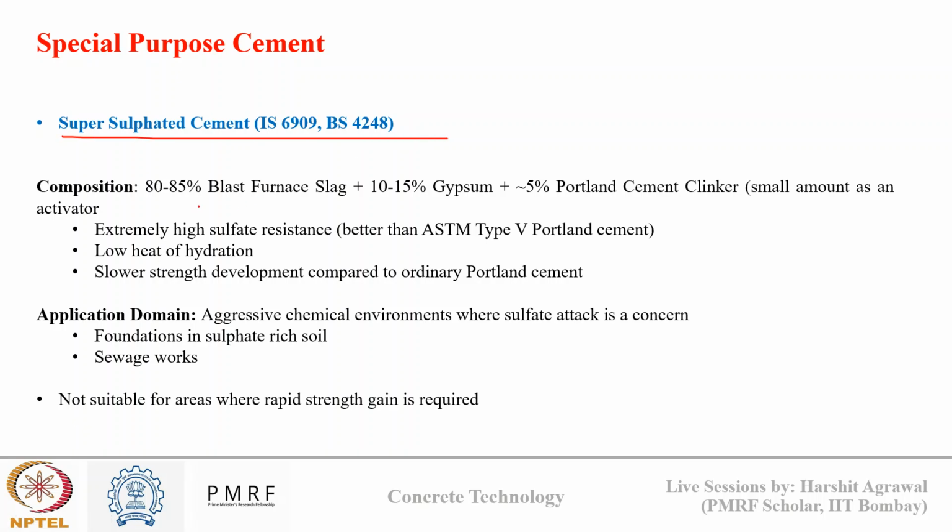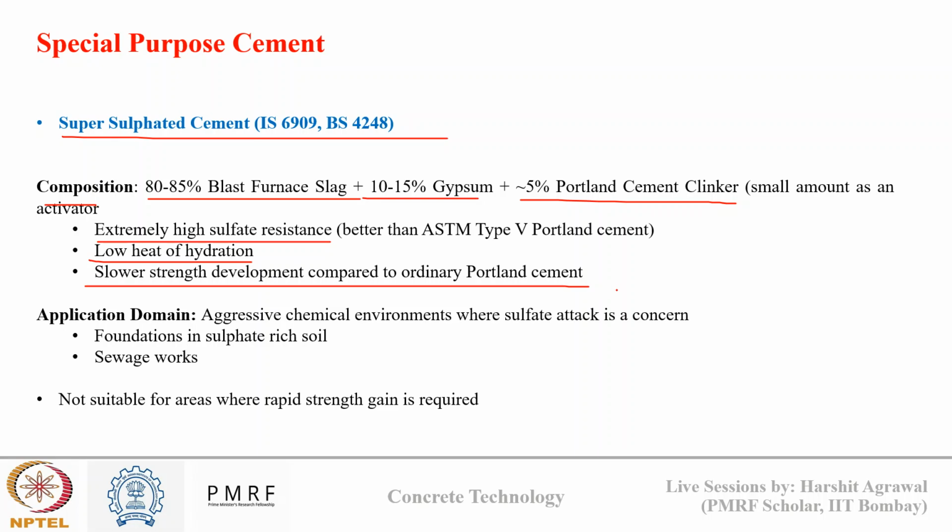Okay, so this cement is composed of 80 to 85% blast furnace slag, 10 to 15% gypsum, and only 5% Portland clinker. Okay, so what are the properties of the cement? It has extremely high resistance to sulfate. Okay, it has low heat of hydration and has lower strength gain compared to Portland cement. Okay, why this property? Because since there is very low OPC, there is very low C3A phase in the cement, and thus it has high sulfate resistance.